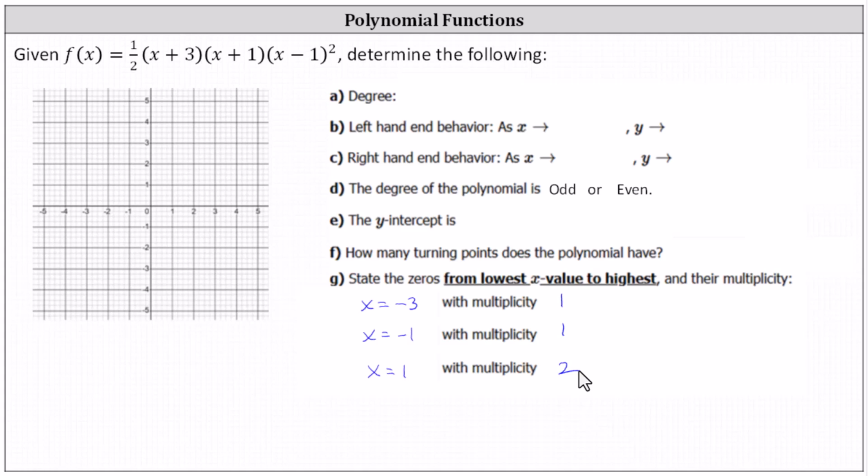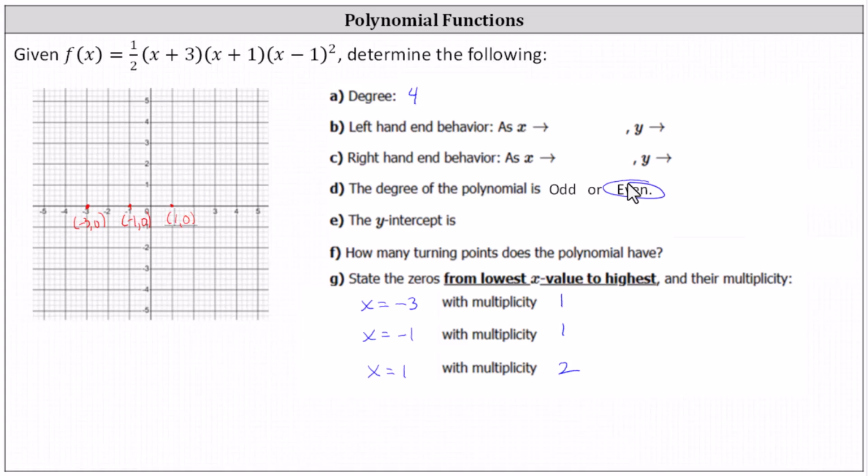The zeros of a polynomial function are also the x-intercepts of the graph. Let's go ahead and plot these as x-intercepts. We have negative 3, 0, negative 1, 0, and 1, 0. The degree of the polynomial is the sum of the multiplicities, which we could see as 1 plus 1 plus 2, or 4. And 4 is even, so for part D we circle even.